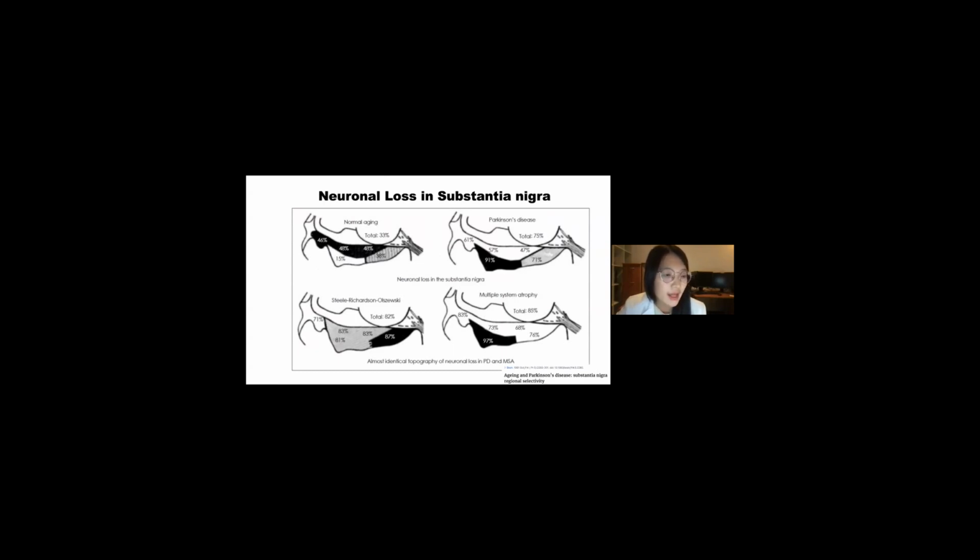In PD, cell loss is concentrated in the ventral, lateral, and caudal portion of substantia nigra, whereas during normal aging, the dorsal medial aspect of substantia nigra is affected. MSA showed almost identical topography with PD, and PSP showed even and extensive degeneration involving all regions of the midbrain.